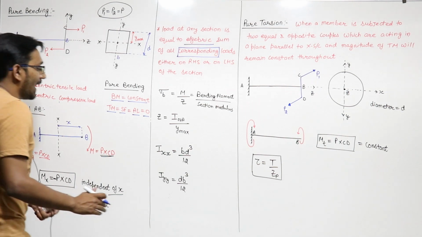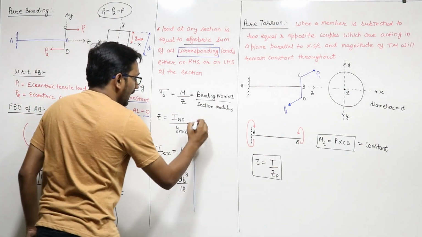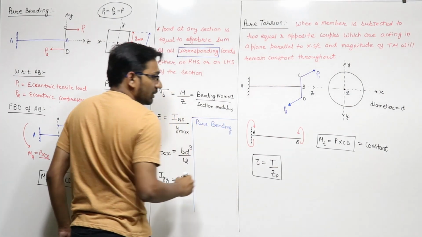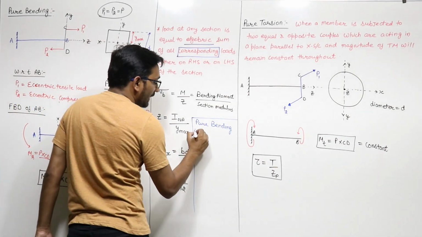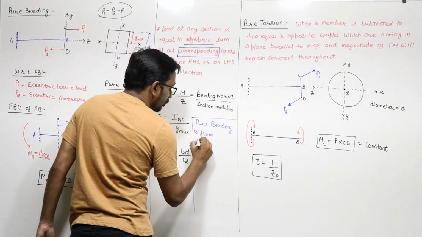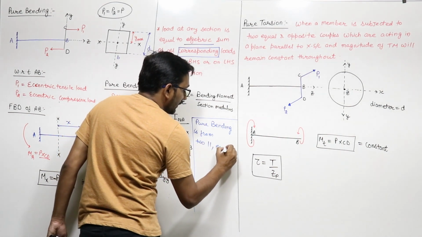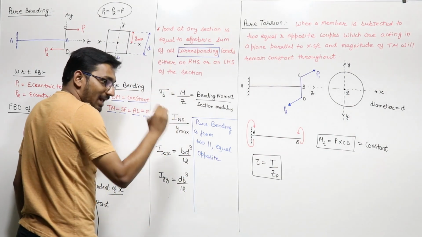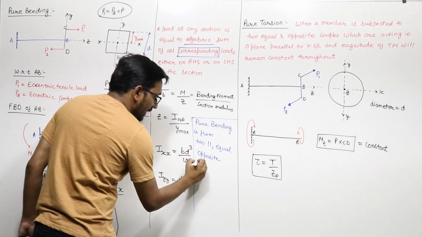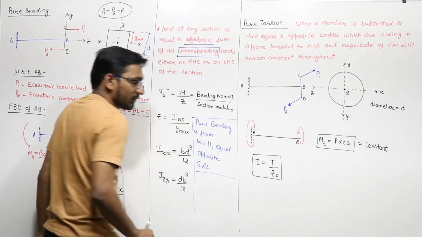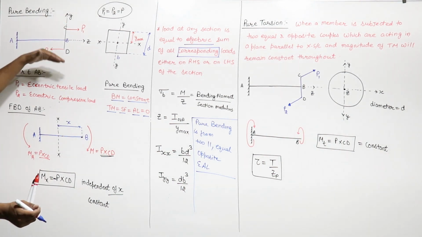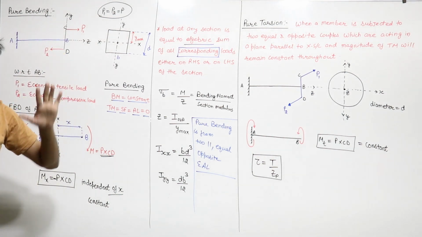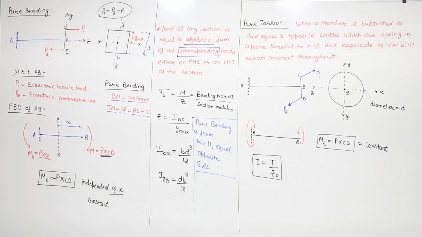If I write here, just for your better understanding, that pure bending is from two parallel, equal, opposite eccentric axial loads. They must be parallel, they must be opposite, they must be equal, they must be eccentric axial loads. Then only pure bending is possible.